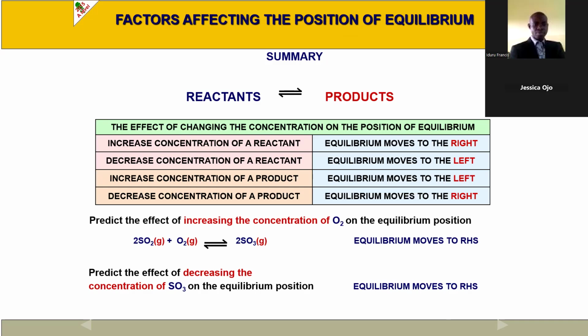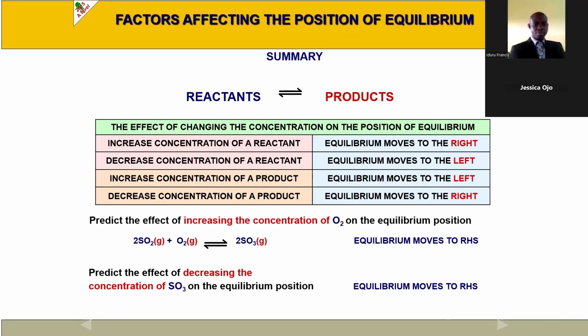Okay, so let's look at that. SO2 plus O2 to give you 2SO3. To get the effect of increasing the concentration of oxygen: of course, when you increase oxygen, you move to the right-hand side, because there are more reactants than product, so you move to the product to restore. What happens if you decrease the concentration of SO3? It will move to the right-hand side.